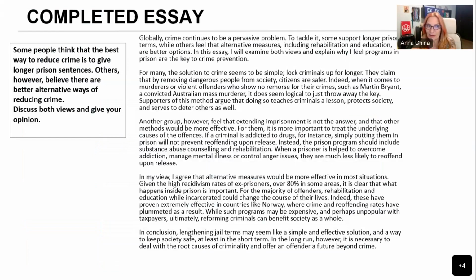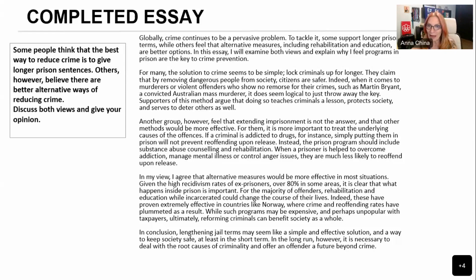So the first sentence, for many, the solution to crime seems to be simple, lock criminals up forever. So that's the statement, the point given. Now we're going to explain why. So why is this a solution? They claim that by removing dangerous people from society, citizens are safer. Now the evidence. Indeed, when it comes to murders or violent offenders who show no remorse for their crimes, such as Martin Bryant, a convicted Australian mass murderer, it does seem logical to just throw away the key. I don't know if this is true. Your examples do not have to be true. They can be fake to support your point.